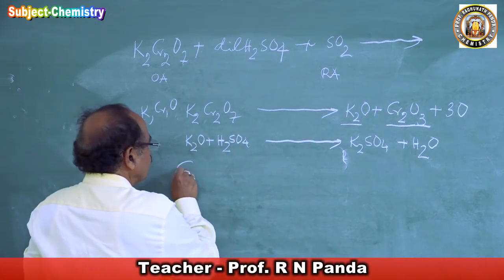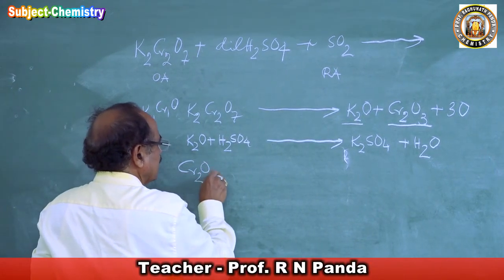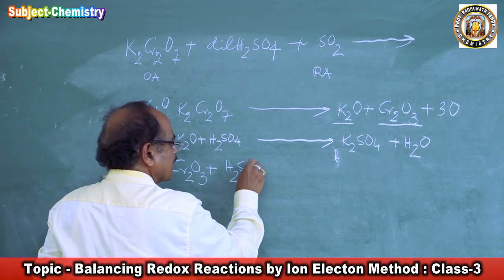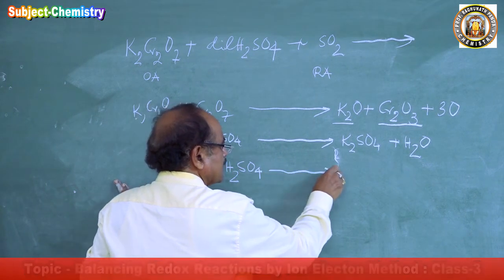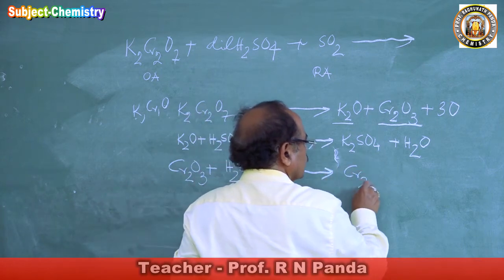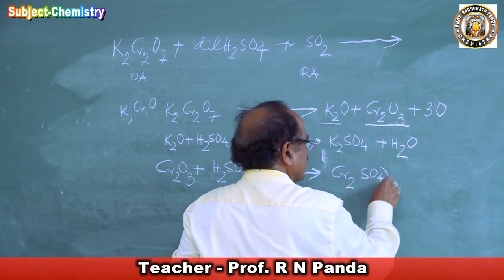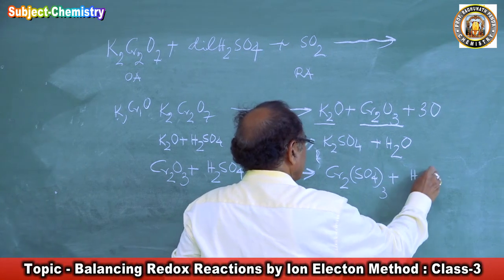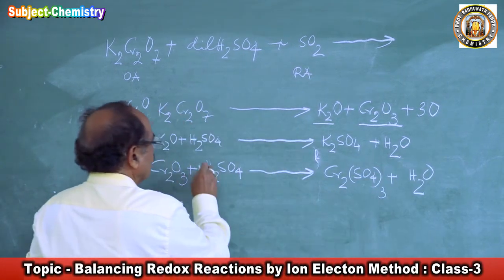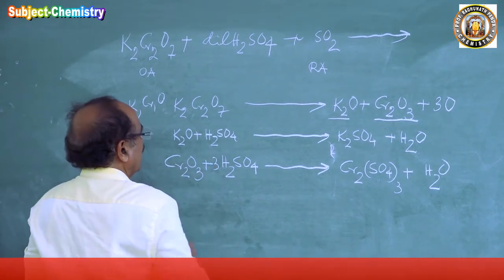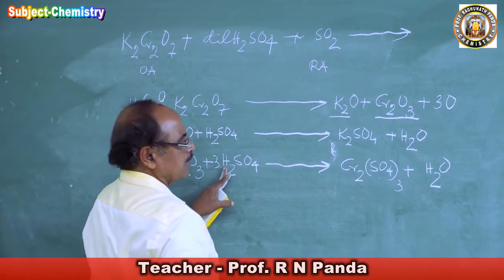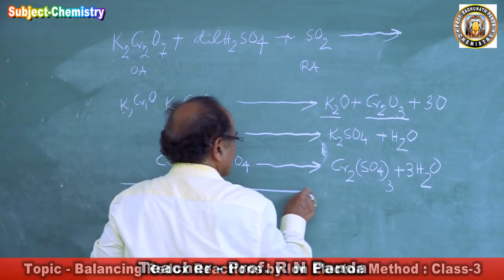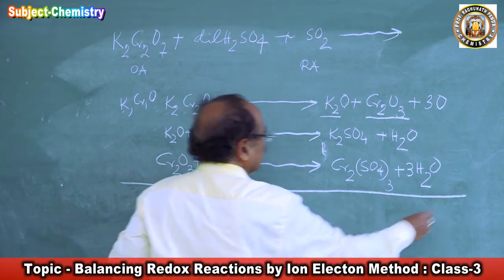Then Cr2O3, chromic oxide, will react with sulfuric acid, because that is a basic oxide and will react with acid to form Cr2(SO4)3 plus water. So we have 3 sulfate, so we multiply this by 3, and 6 hydrogen, so we multiply this by 3. So this is the reaction of acidified potassium dichromate.